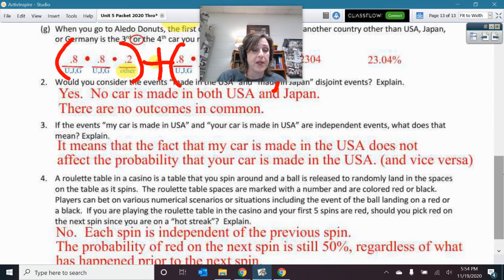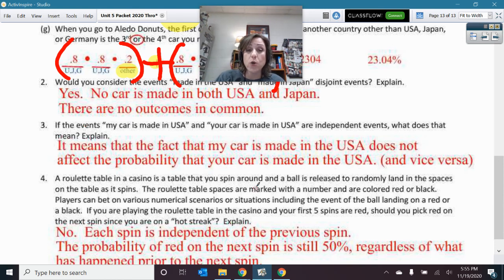All right, how about this one? The events my car is made in the USA and your car is made in the USA are independent, okay? So the probability my car's USA is 40%, the probability your car's USA is 40%. What does that mean? Explain. Well, if they're independent events, and I believe that to be true, then the fact that my car's made in the US has no effect, and it does not change the probability that your car is made in the US. That's the key.